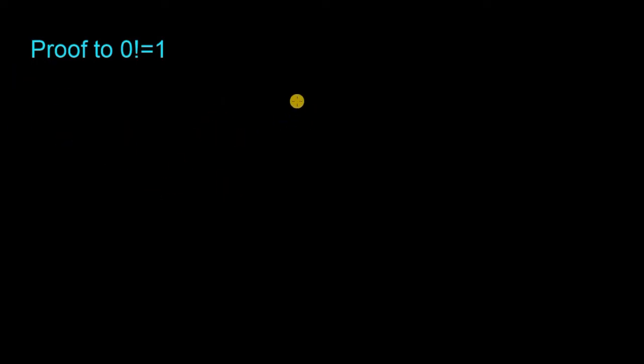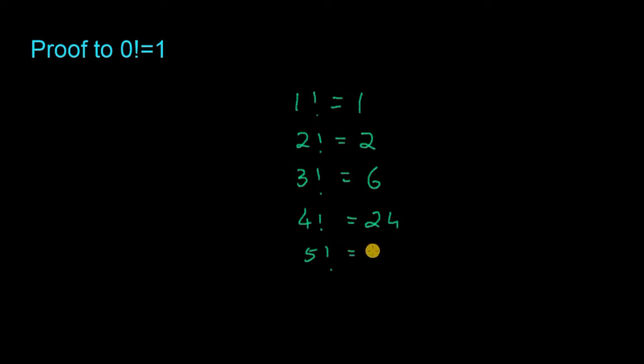we know that 1 factorial is equal to 1, right? Because it's 1 into 1, so that's 1. 2 factorial is equal to 2 into 1, that is 2. 3 factorial is equal to 3 into 2 into 1, that is 6. 4 factorial is equal to 4 into 3 into 2 into 1, so that is equal to 24. 5 factorial is equal to 120, and so on, right?